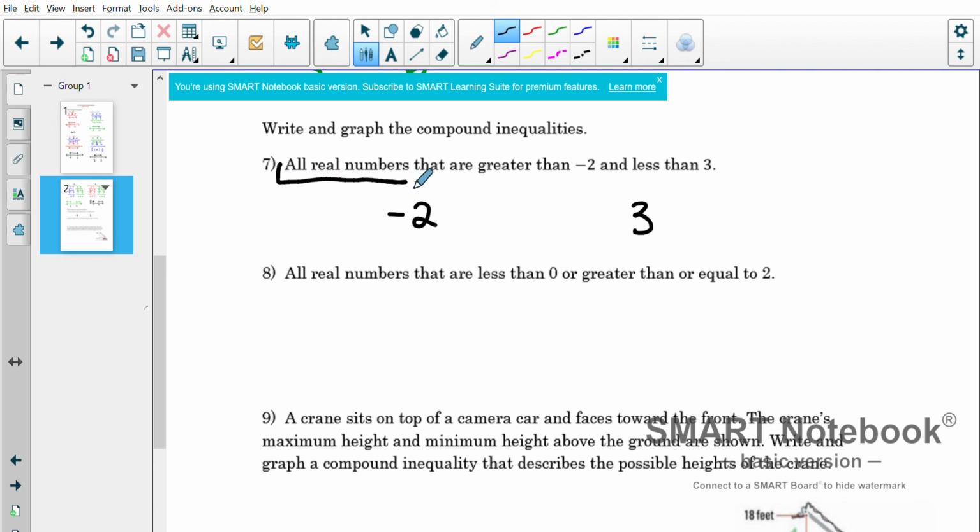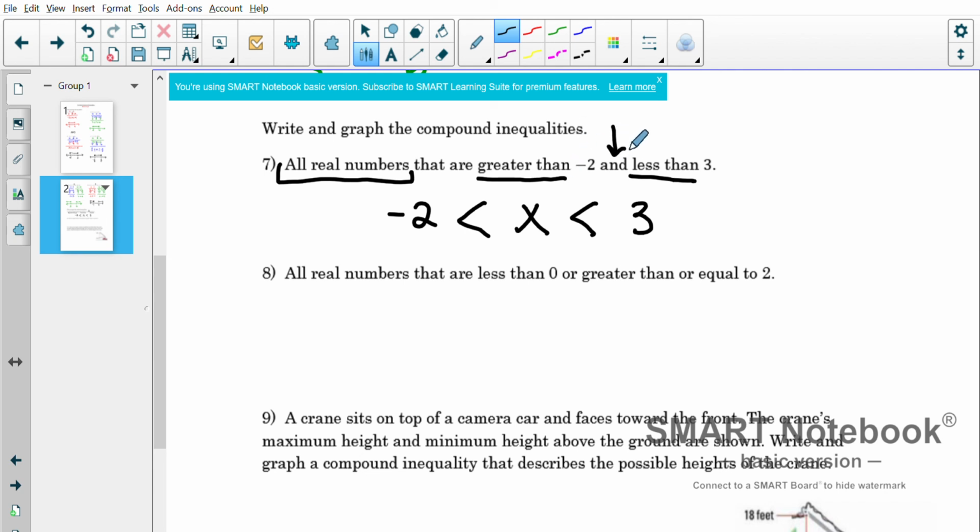All real numbers. We don't know what real numbers, okay? So those are our unknowns. That's going to be x. That's what we're talking about. If these unknowns, or x, are greater than -2, then the open side has to face x. x has to be open side, greater than -2. These unknowns also have to be less than 3. So if they're less than 3, closed side facing x, x is less than 3. This would be our compound inequality.